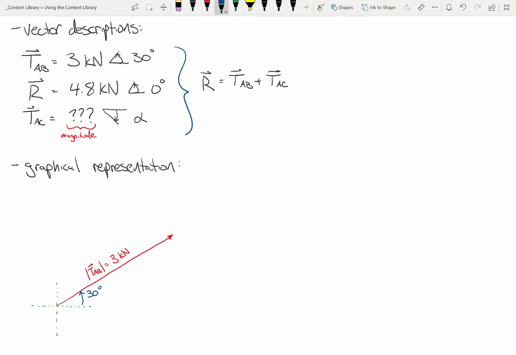Now, what does the resultant look like? The resultant is a flat vector like that, right? So let's draw that like this, and I'm trying to draw it to scale. This is a 4.8 kilonewton vector, so it's going to be a little bit longer. So far, so good?